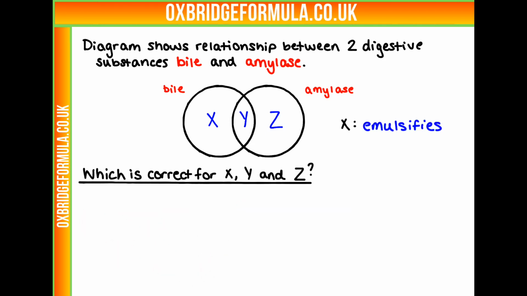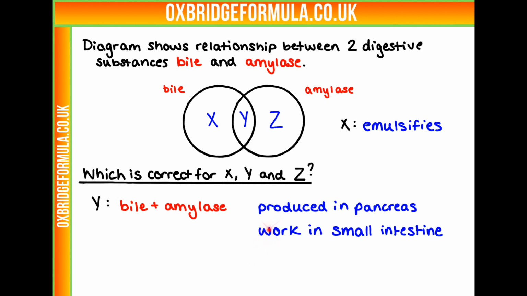So let's move on to Y. We know that Y is in the middle, so this must apply to both bile and amylase. Are they produced in the pancreas, or do they work in the small intestine? So, are these made in the pancreas? Well, not really. Bile is made in the liver, and amylase is just synthesized by various cells. So they're not produced in the pancreas, but they do work in the small intestine to help break down food. So this is the correct answer for Y.